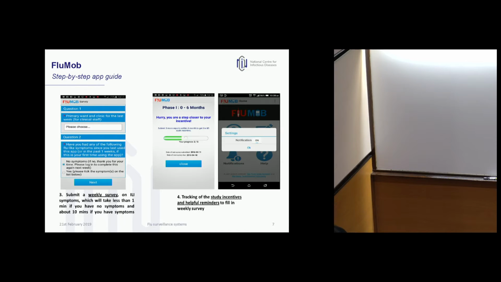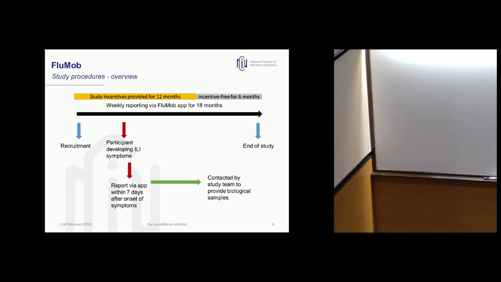Yes, we do have a list of the symptoms that they can choose from. So as long as they have these symptoms, they will tell us, yes, I have this in the past week. And so what we do is we recruit them, and then we say, okay, download the app onto your smartphone, and then just report every week for 18 months.